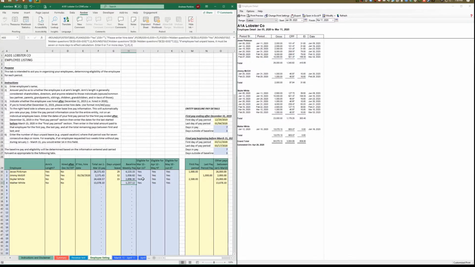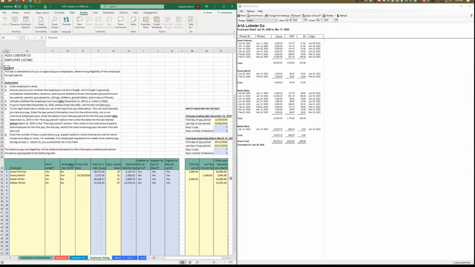In the period of January 1st to March 15th, there's 74 days in that period. He got paid for 7, so simple math. 74 minus 7 gets us 67 days. His baseline weekly pay is now the same as what he was actually remunerated.